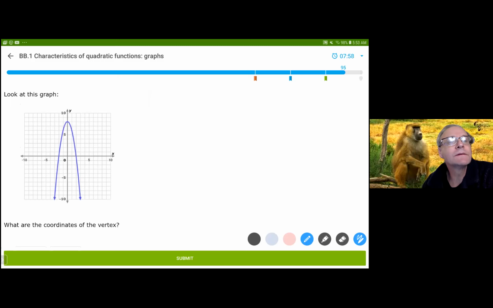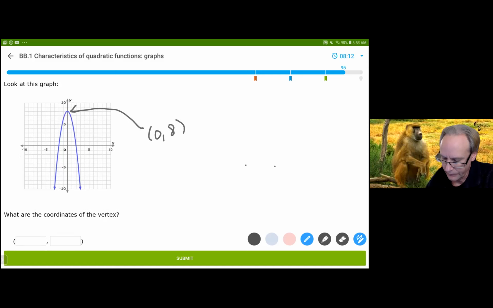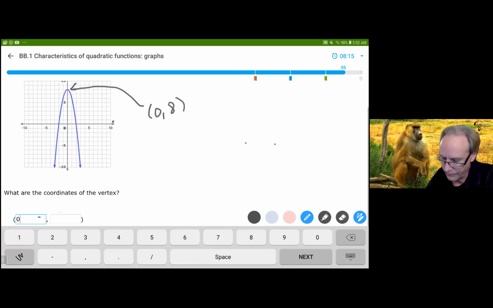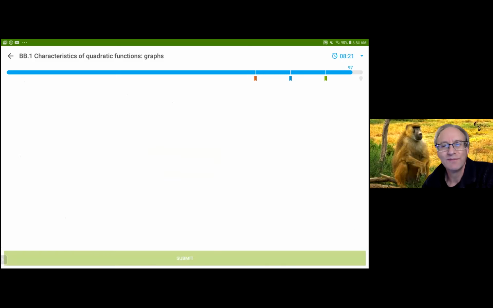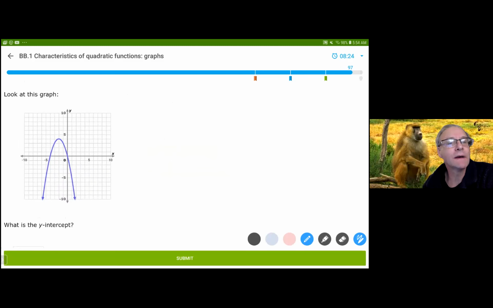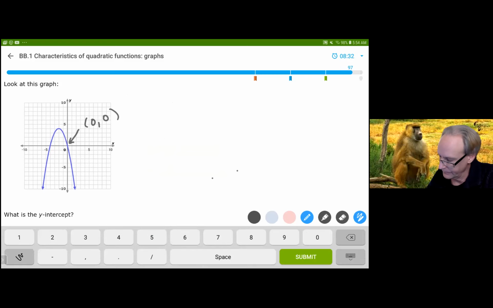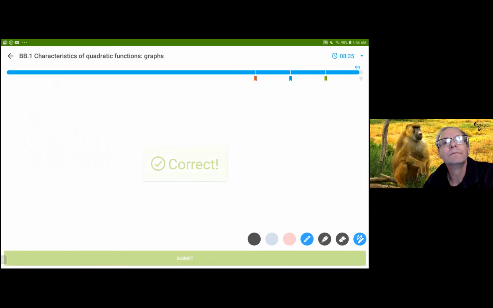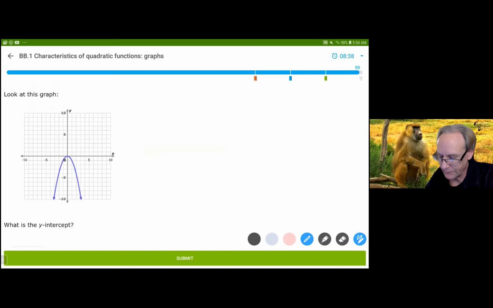What are the coordinates of the vertex? Looks like it's 0, 8, maybe. 1, 2, 3. Yeah, 0, 8. A couple more. What is the y-intercept? 0, 0. The y-intercept is at 0, 0. They just want the 0. Oh, one more. What is the y-intercept? 0 again.